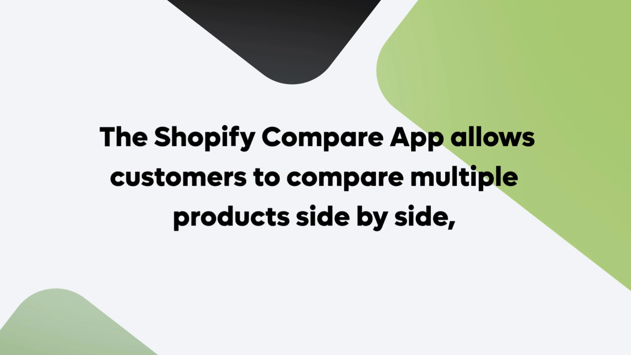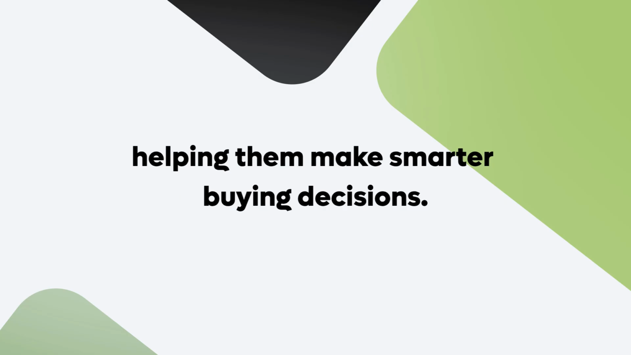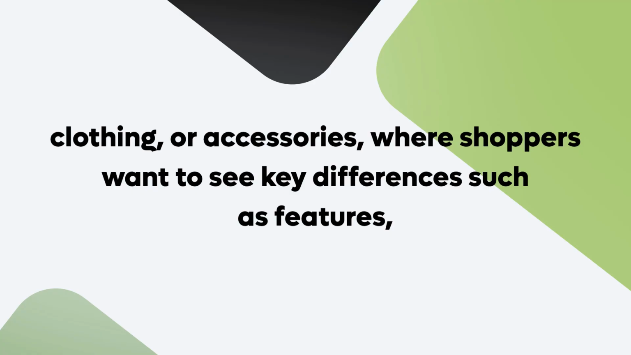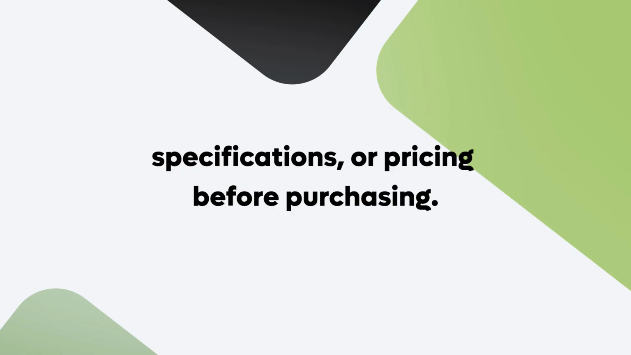Shopify Compare App. The Shopify Compare app allows customers to compare multiple products side by side, helping them make smarter buying decisions. It's especially useful for stores that sell similar items like electronics, clothing, or accessories, where shoppers want to see key differences such as features, specifications, or pricing before purchasing.